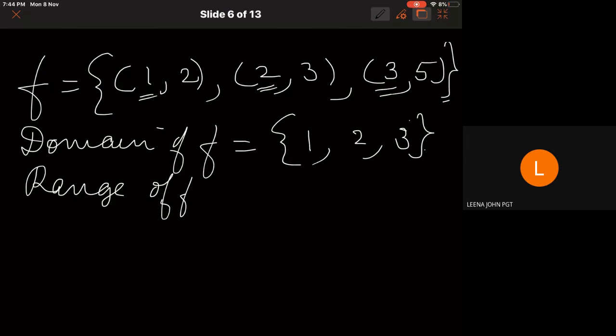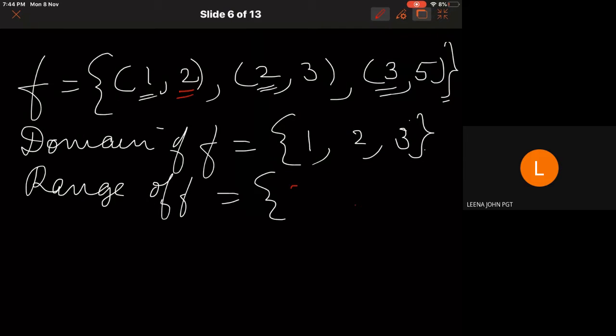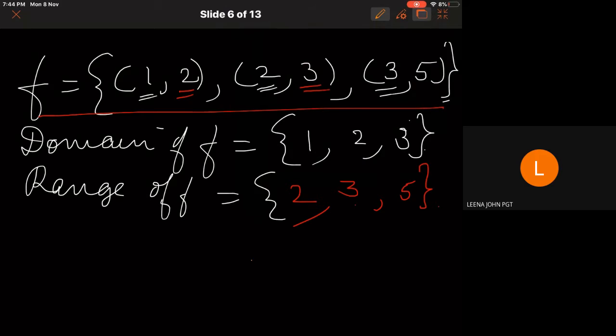The range of the function f is, just like the relation which you have learned, the set of all second elements. Second elements are the images, so it is the set of all images. The image of 1 is 2, the image of 2 is 3, and the image of 3 is 5. This is what is called the range of the function. Then one more way of expressing the same concept: suppose f is this function, we can also say in some other way, listen carefully, the image of 1 is 2.